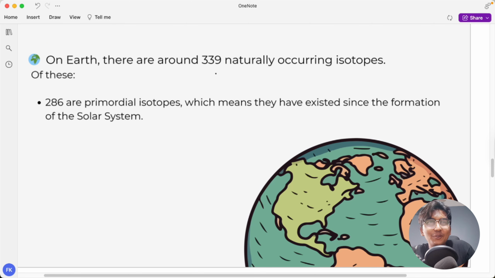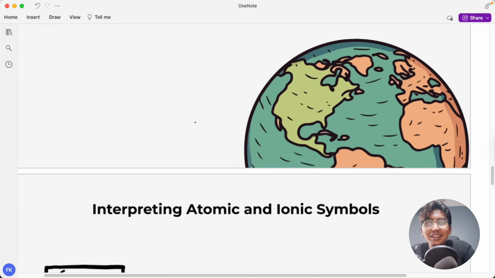So let's look at it, we have 339 naturally occurring isotopes, and among them, this is interesting, 286 are primordial. That means they have existed since the formation of the solar system. We humans weren't alive when these 286 were produced. So this is very interesting for me.